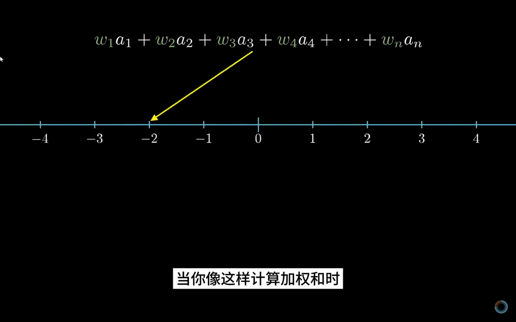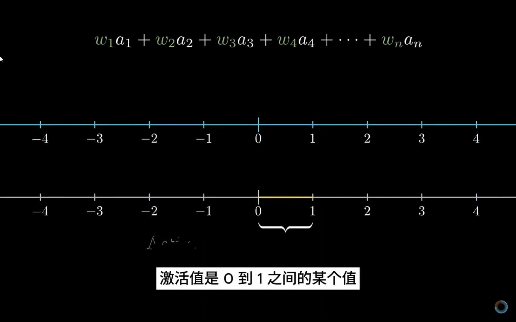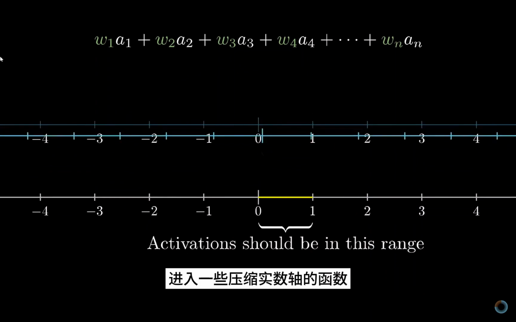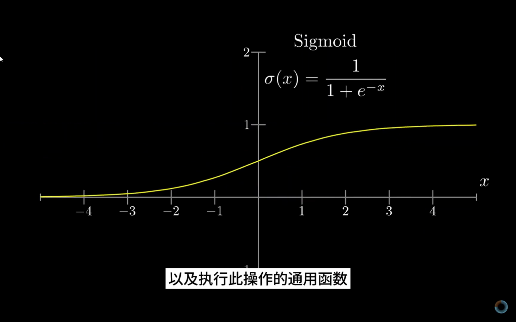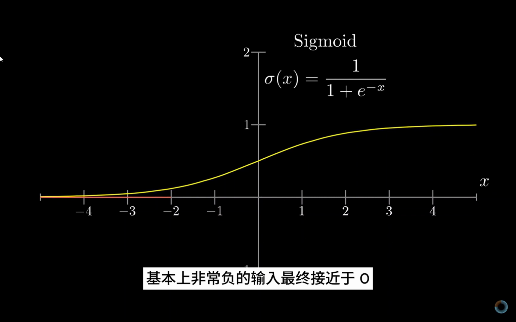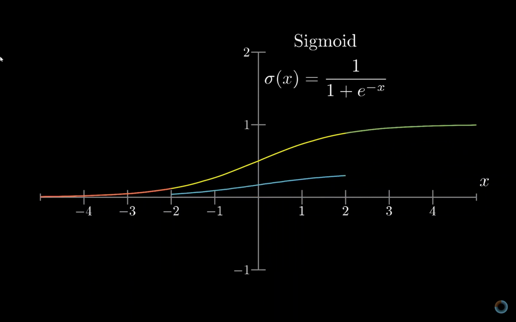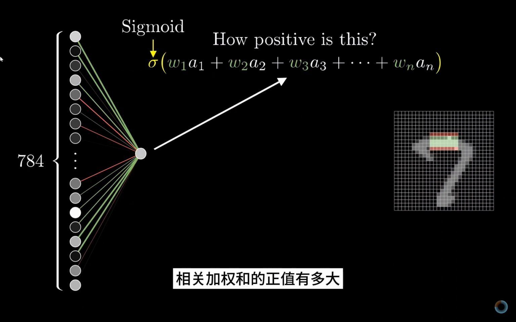When you compute a weighted sum like this, you might come out with any number. But for this network, what we want is for activations to be some value between 0 and 1. So a common thing to do is to pump this weighted sum into some function that squishes the real number line into the range between 0 and 1. And a common function that does this is called the sigmoid function, also known as a logistic curve. Basically, very negative inputs end up close to 0, very positive inputs end up close to 1, and it just steadily increases around the input 0. So the activation of the neuron here is basically a measure of how positive the relevant weighted sum is.